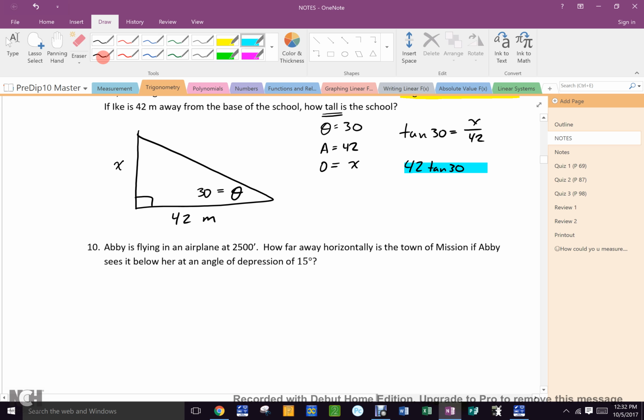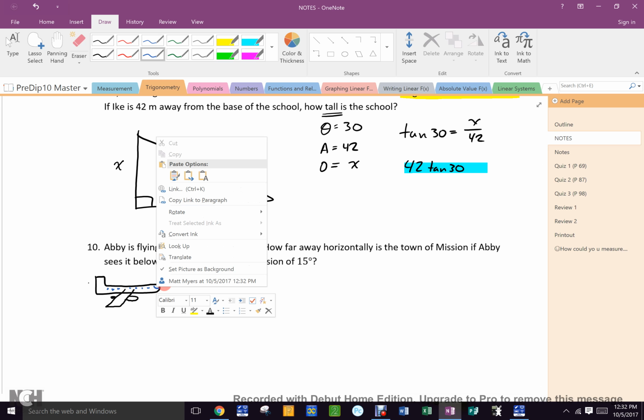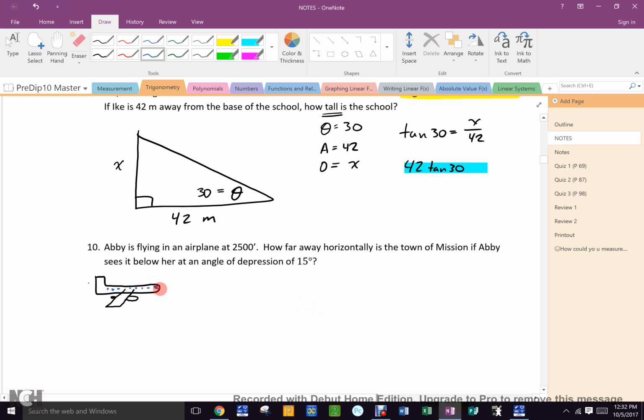Curses, I have to wait for my computer to thaw. Of course, Abby is up in the air. How far up in the air? That's a crappy plane. I'm not comfortable with that. There we go. 2,500 feet. The plane is 2,500 feet.